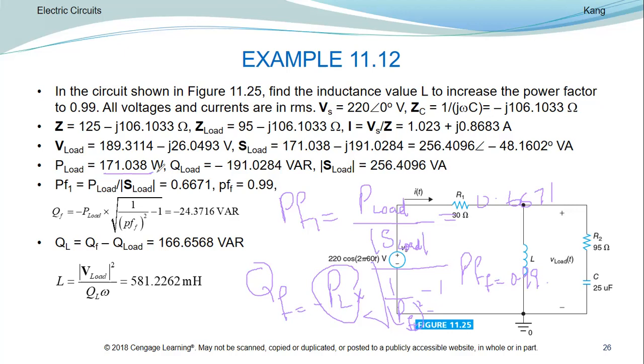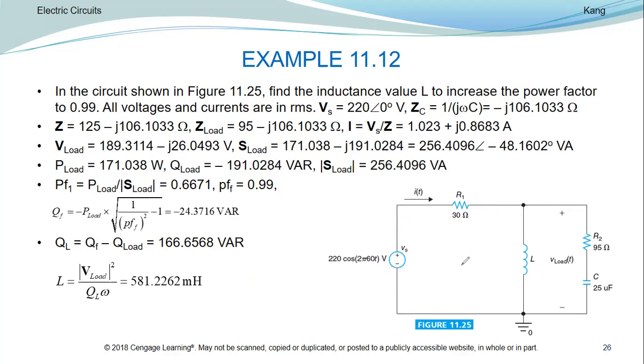Then after that we have to find the value of QL. So QL basically depends on two parameters as I described earlier. It will depend on two things, QF and Q load. As the direction of load is reverse, QL will be equal to QF minus Q load.